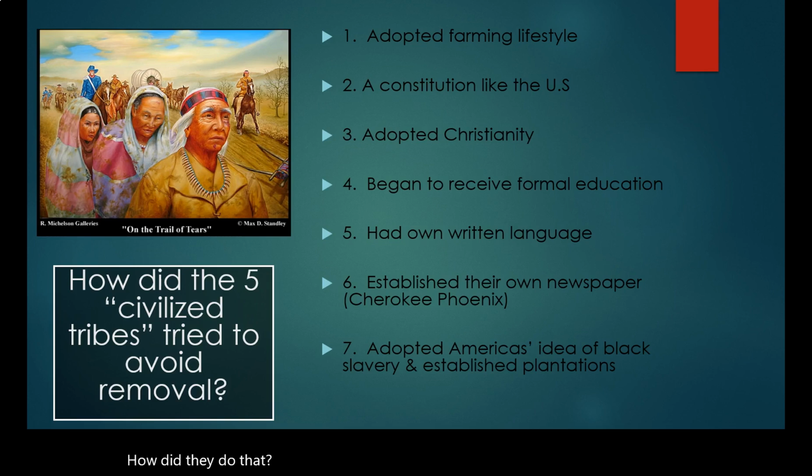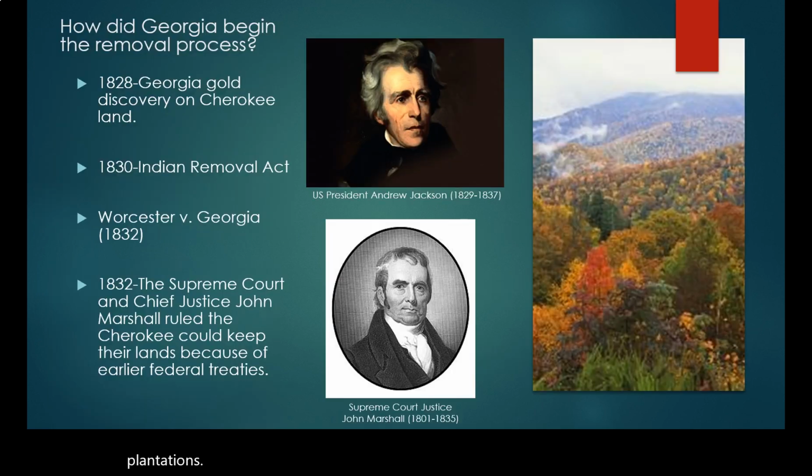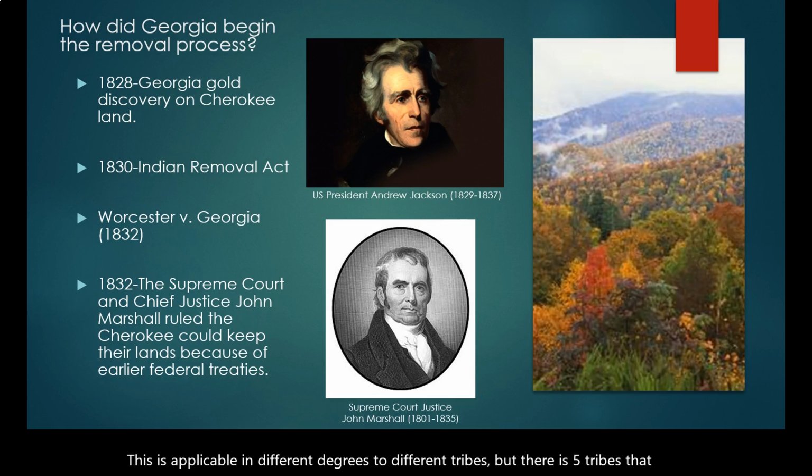They adopted farming as a lifestyle when they were not always a farming people. They wrote and adopted a constitution like the United States Constitution. They adopted Christianity. They began to receive formal education. In some cases, they had their own language, newspaper, and some of these also adopted the idea of slavery and established their own plantations. This is applicable in different degrees to different tribes, but there are 5 tribes that adopted this, and I will get into that in a second.